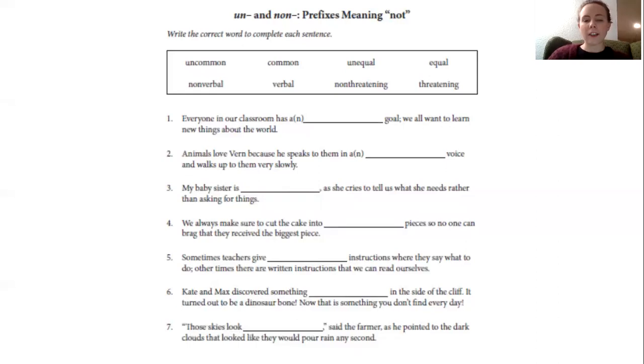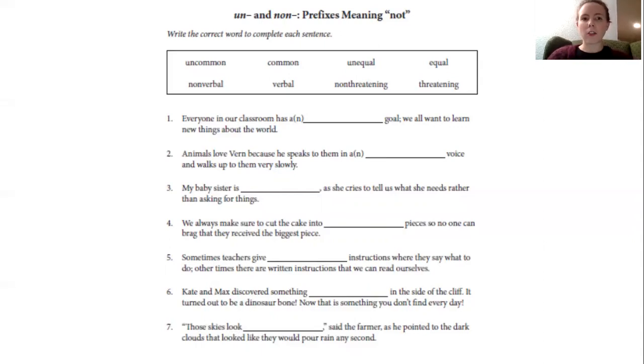Everyone in our classroom has a blank goal. We all want to learn new things about the world. Has an uncommon goal, common goal, maybe. Unequal goal, that doesn't make sense. An equal goal, maybe. Non-verbal, that means something we can't hear someone say. That doesn't make sense. Verbal is someone saying something. Non-threatening goal, no. Or a threatening goal, no.